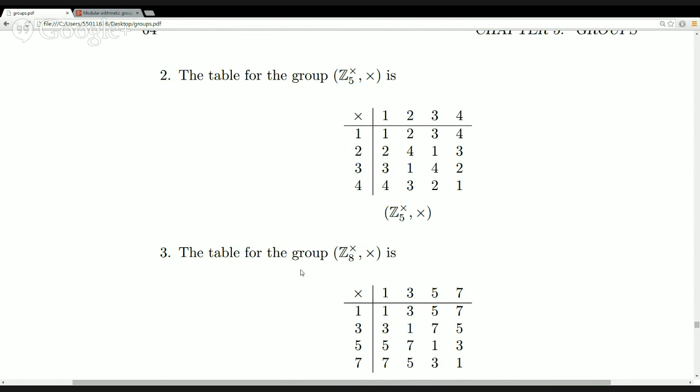6 times 6 is 36, which is 1 greater than 35, which is a multiple of 7. So 6 times 6 is equivalent to 1. So these are examples of Cayley tables. They're the operation tables for the groups. So, okay, any other queries or questions about those that you'd like to ask?